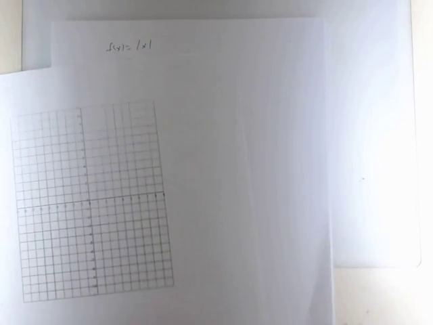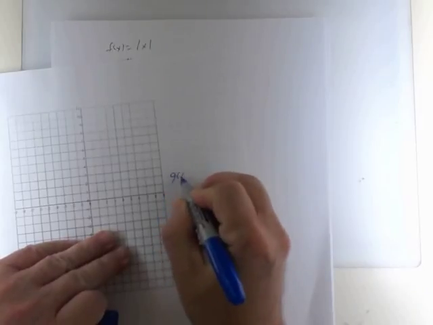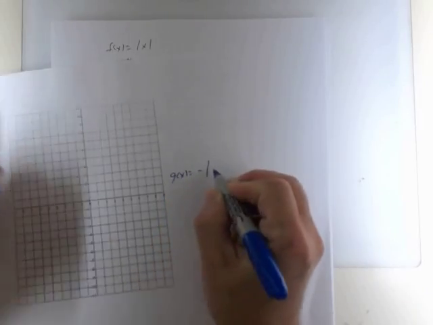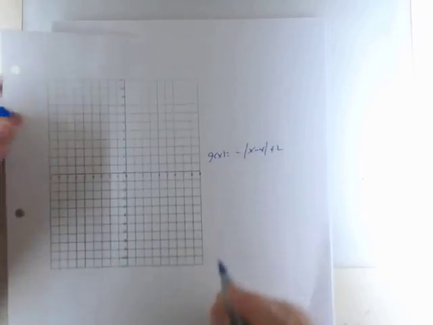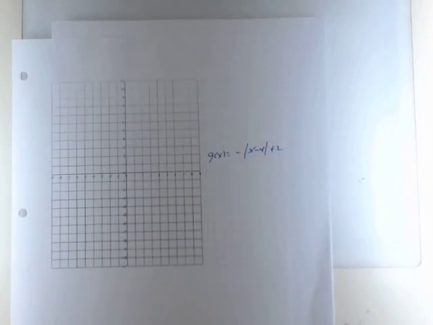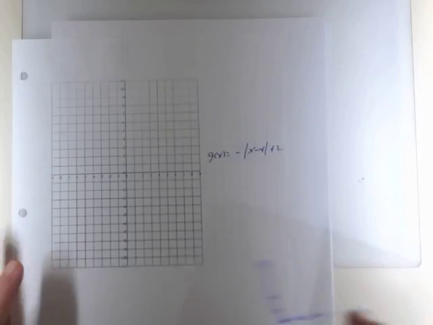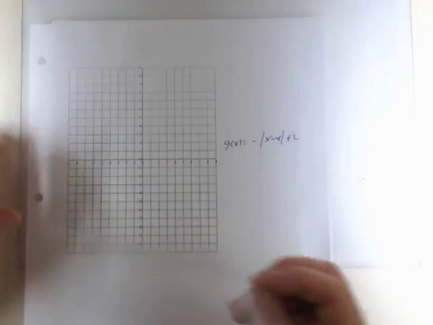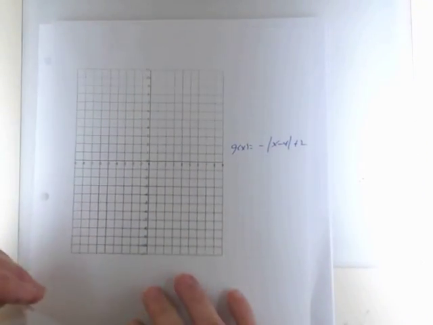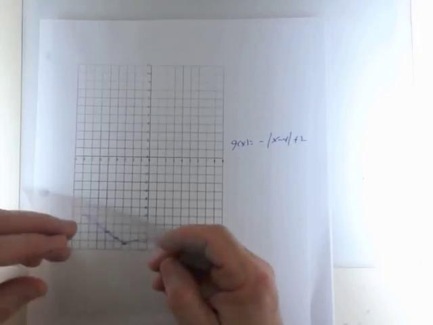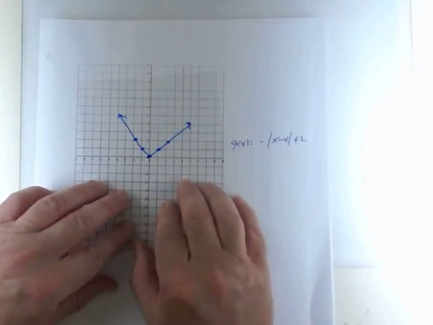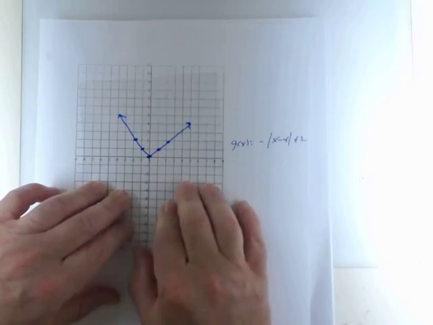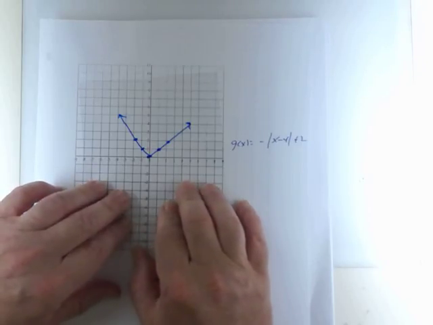All right, let me go ahead and write it here. So this one I'm trying to graph is the opposite of the absolute value of x minus 4, plus 2. All right. So Jasmine, what's my parent function? No, it's not. Okay, good.